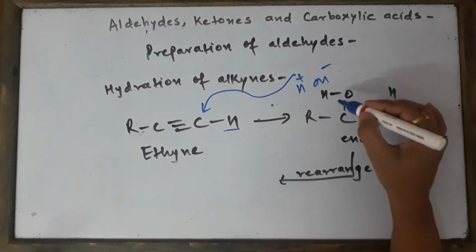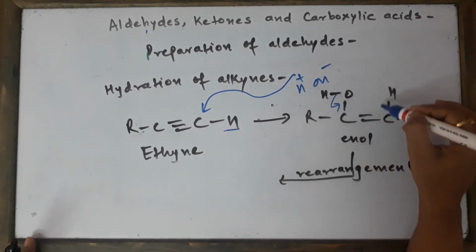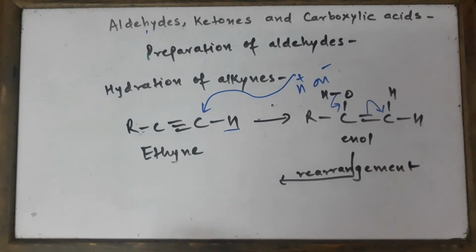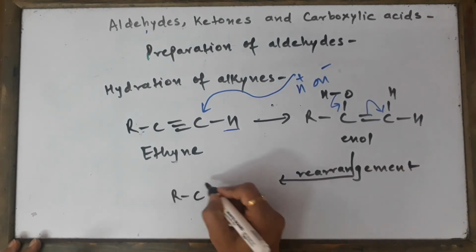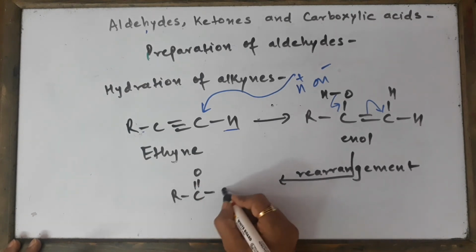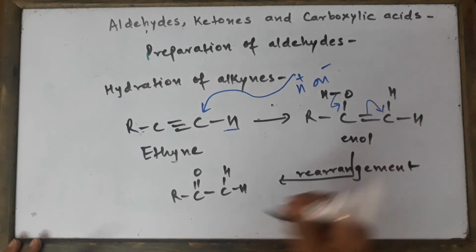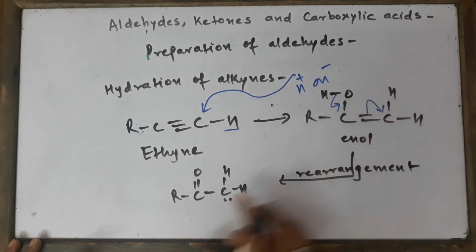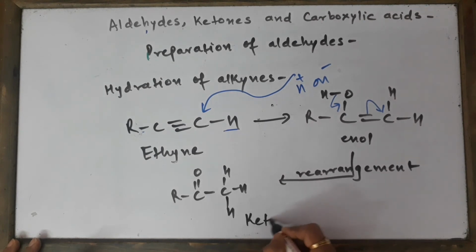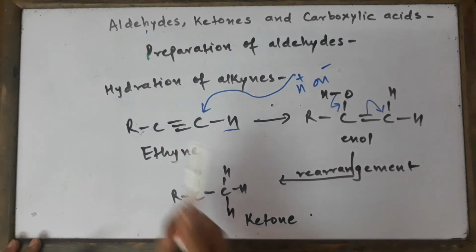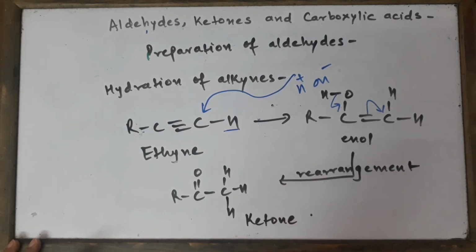Show the electrons moving. The single bond becomes a double bond, and the double bond is going to become a single bond. R C double bond O, single bond C H H. Look at this, C H H, and the single bond has now come as an electron pair, and this H plus has come out, so it will come here. So we'll show that this compound is formed and it's a ketone. So if you hydrate acetylene, you get an aldehyde. If you hydrate any other alkyne, you will get a ketone definitely.